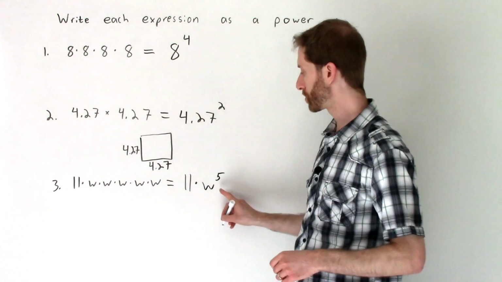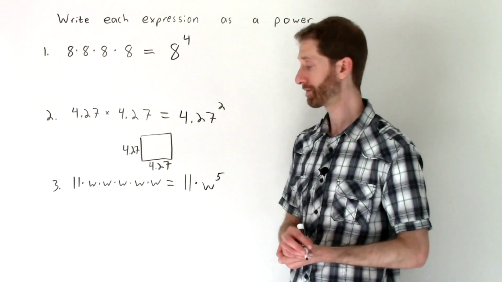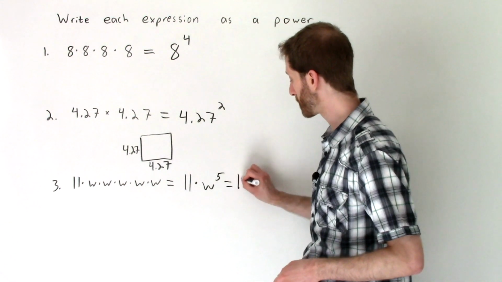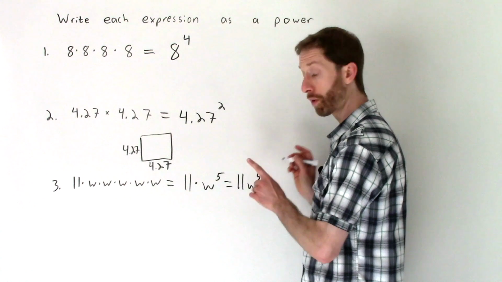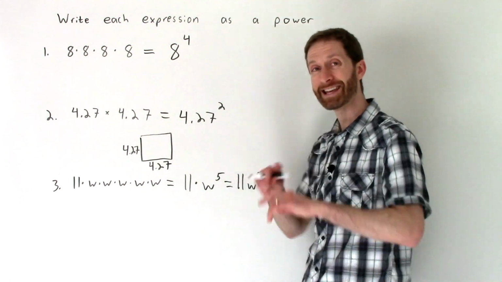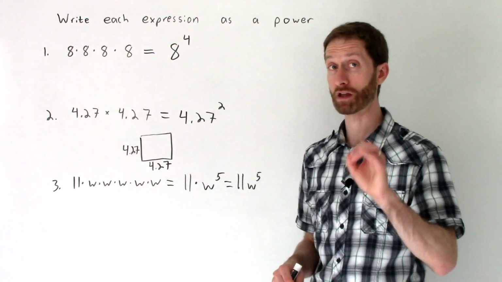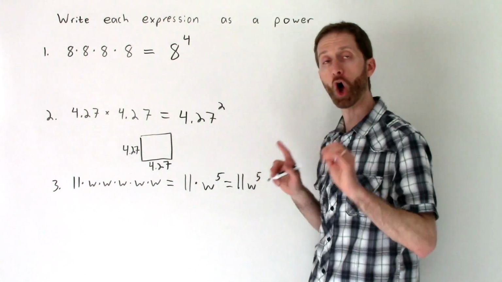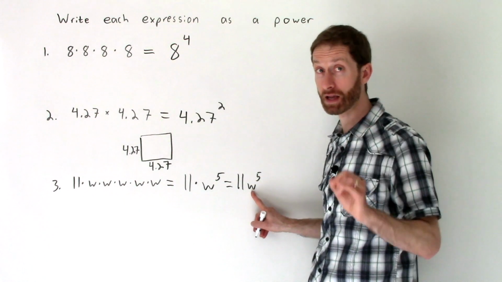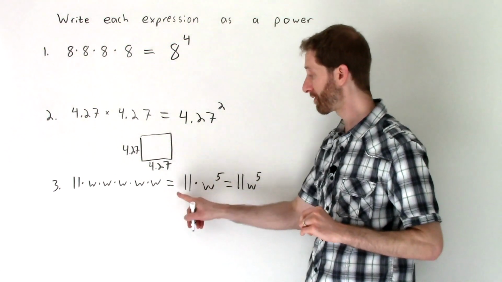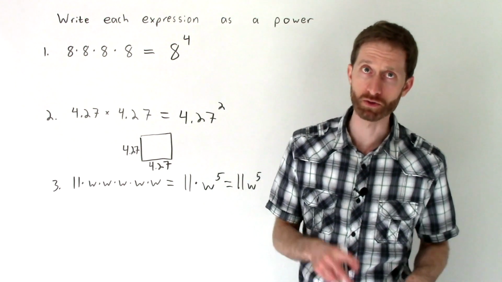That 5th power is showing you that W has been multiplied by itself 5 times. You can then further condense that as 11 right next to the W to the 5th. Very important here, peeps. The 11 is not being raised to the 5th power. The exponent only applies to the base that is directly beneath it, that W. So it's 11 times 5 W's being multiplied.